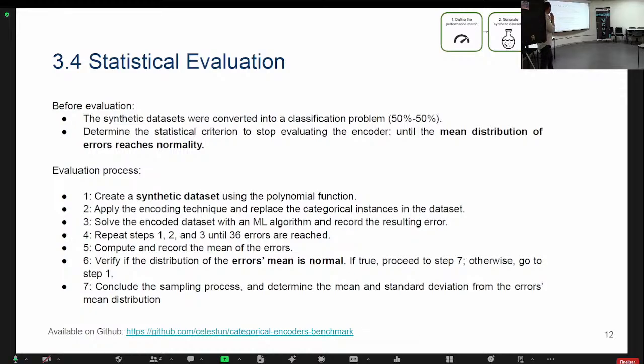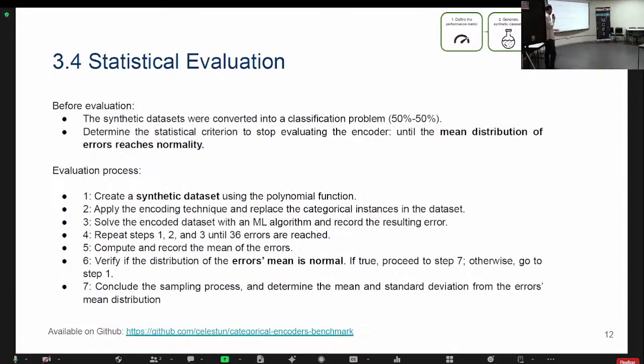So once we define that, we move on to the evaluation. And these were the steps that we followed. First, we create a synthetic data set using the polynomial function. Then we apply the encoding techniques and replace the categorical instances in the data set. Then we solve the encoded data sets with a machine learning algorithm, and we record the resulting error. Then we repeat steps 1, 2, and 3 until we reach 36 errors. And then we compute and record the mean of the errors.